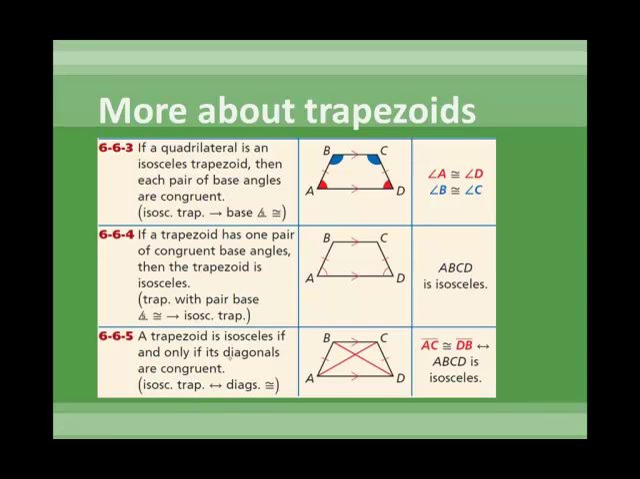And then lastly, a trapezoid is isosceles if and only if its diagonals are congruent. So if it's a trapezoid and BD is congruent to CA, it's okay for you to conclude it's isosceles. Or if it's an isosceles trapezoid, then you know the diagonals are congruent. So those are the three properties of an isosceles trapezoid.